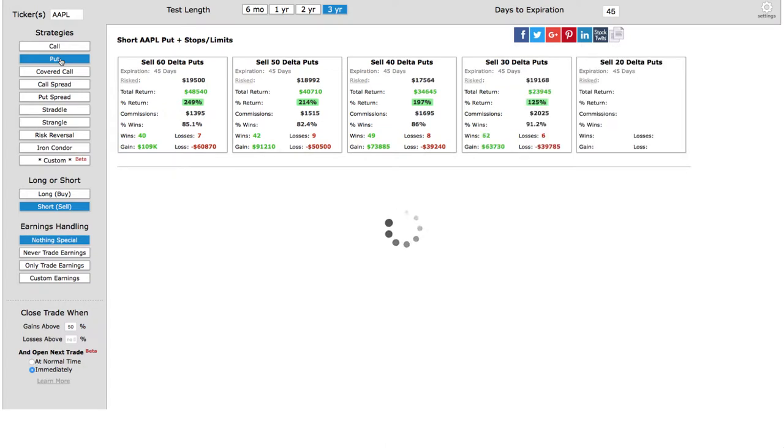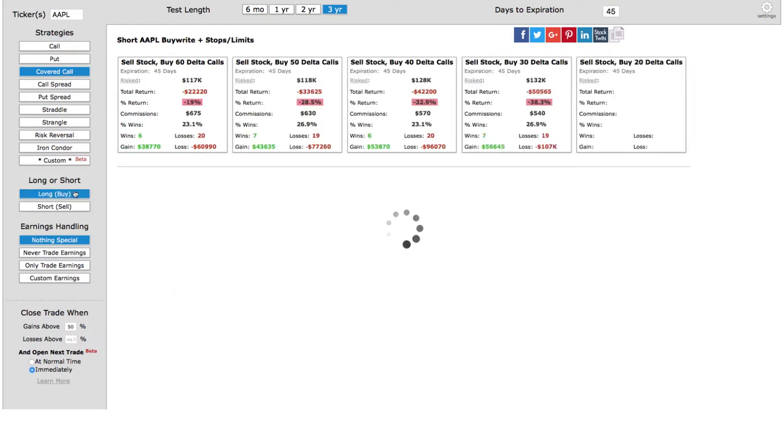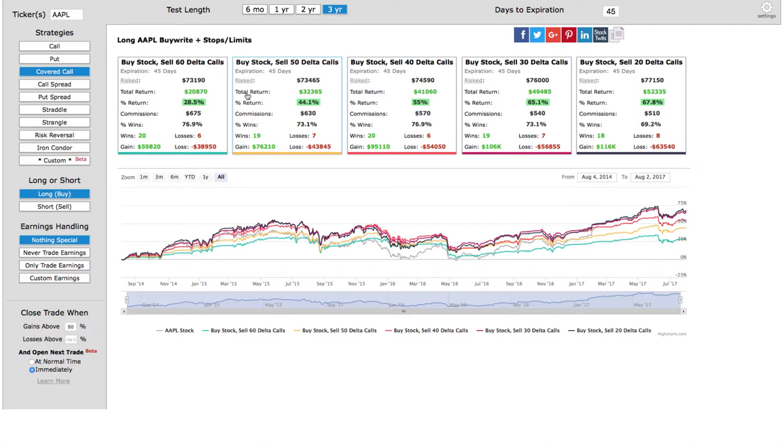Okay, now look at the win rates. Typically if we're selling puts, we're doing around the 30 delta, 91% win rate, 61 wins, 6 losses, okay? And that's obviously because a lot to do with the directional move of the underlying stock. You can look at covered calls for the same thing. So in this case, we want to buy stock and then sell calls against it. Again, a bullish strategy that's performed really well on Apple over the last few years.